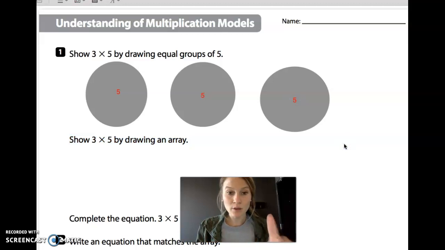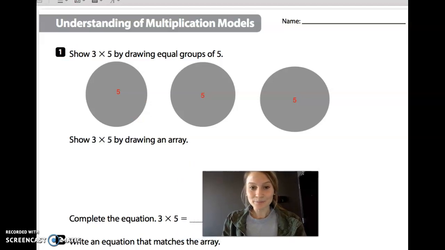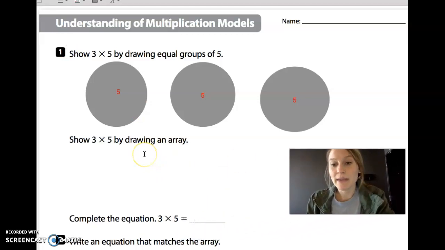Okay, so let's stop. 3 groups, I'm counting 1, 2, 3 with 5 in each. And what does that equal? You should be saying it. 15. Now, show it by making an array.